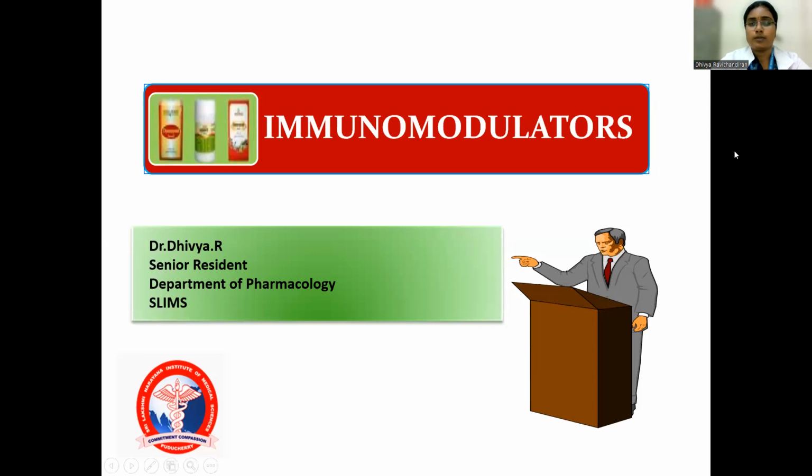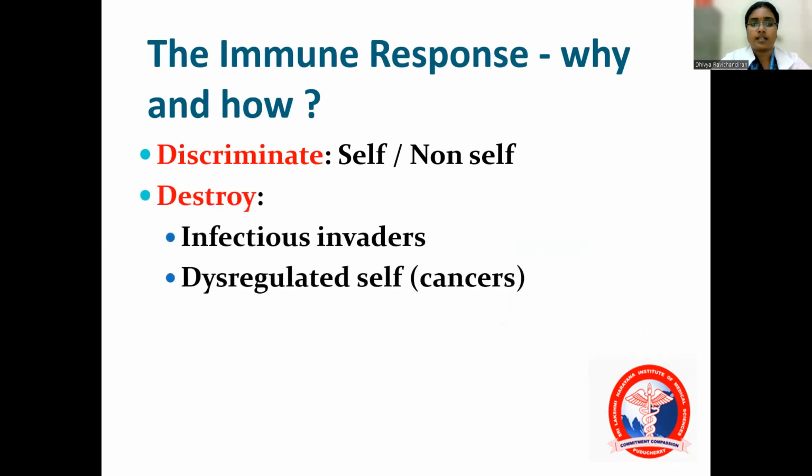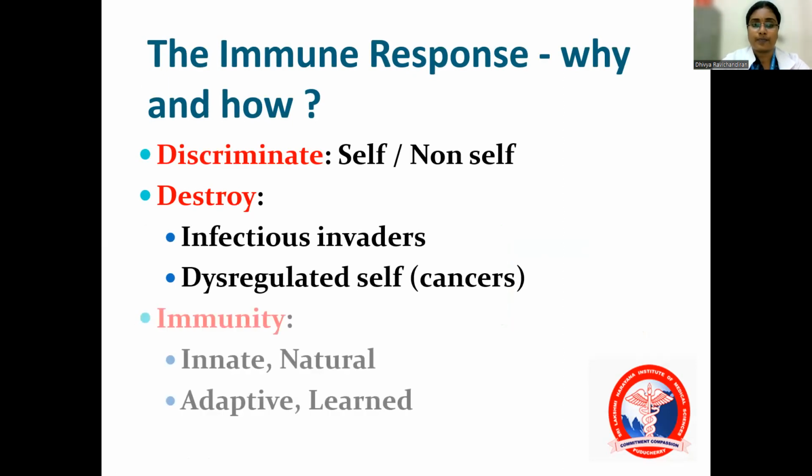So what is the immune system and how does it work? First, it discriminates self and non-self. For example, it discriminates the antibodies produced by the body and differentiates the antigen. Second, it destroys infectious invaders and also regulates self-immune responses. For example, it is dysregulated in cancers.